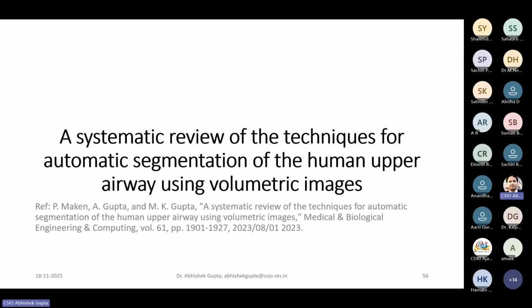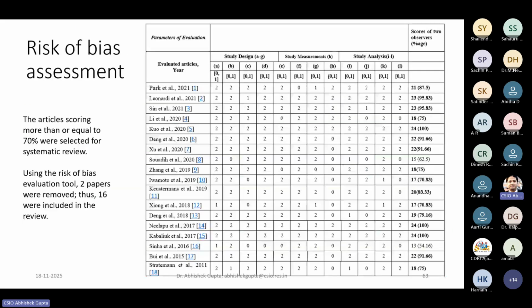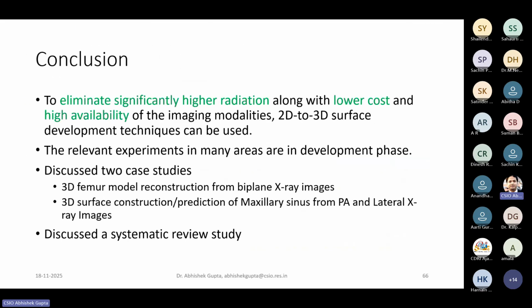So now we are at the verge of the time, so I'm not explaining this systematic review. Any other day we will discuss. I'm skipping this one. Okay, now I am concluding.